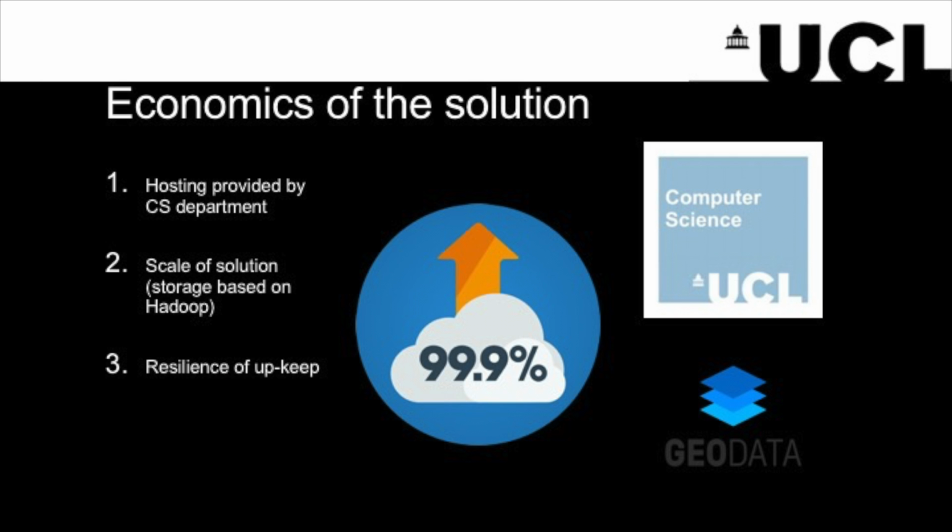When it comes to the economics of the solution, we have to mention the fact that the client is partly represented by the CS department, which provides a lot of support in terms of infrastructure. The hosting will be done on a server provided by them, which, combined with the fact that the maintenance will be done internally within the Urban Dynamics Lab, will reduce the cost of the project to zero.